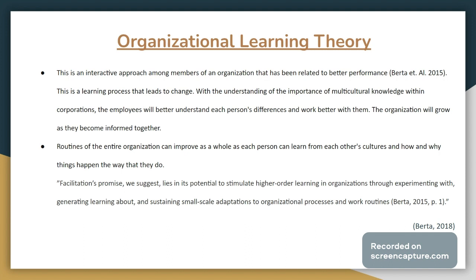Routines of the entire organization can improve as a whole as each person can learn from each other's cultures and why things happen the way they do. Facilitation's promise, we suggest, lies in its potential to stimulate higher order learning in organizations through experimenting with generating learning about and sustaining small-scale adaptations to organizational processes and work routines.